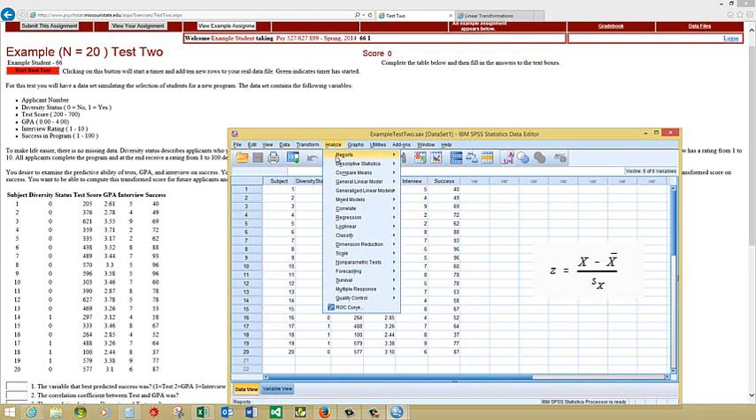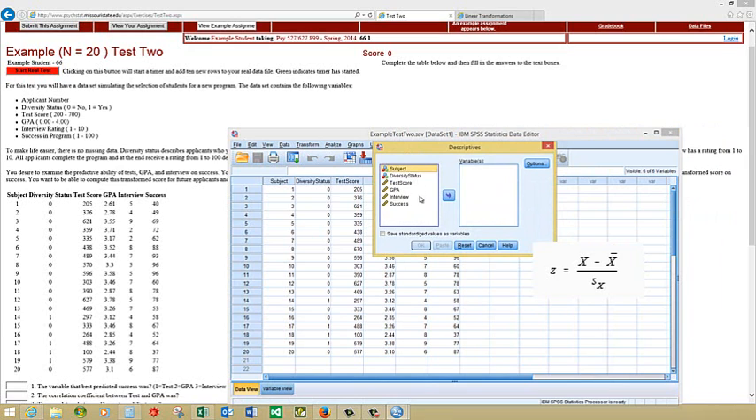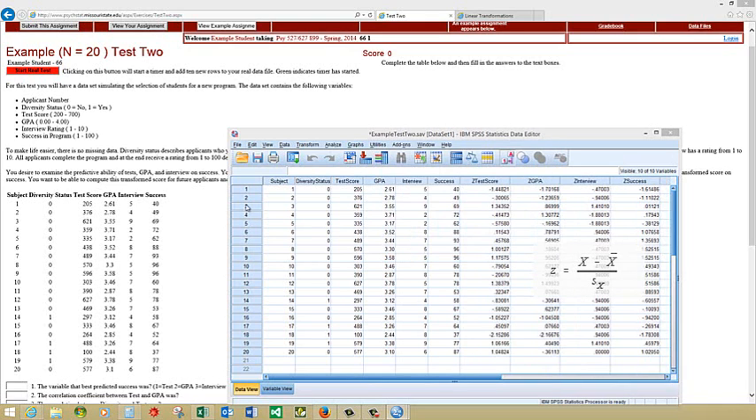We go to Analyze, Descriptive Statistics, Descriptives, and we don't really need subject, nor diversity status, but test score, GPA, interview, and we'll throw success in there just for the heck of it. Now we want to save the standardized values as variables. This will create 4 new variables. It'll be the z-score of these. And we'll just click OK.